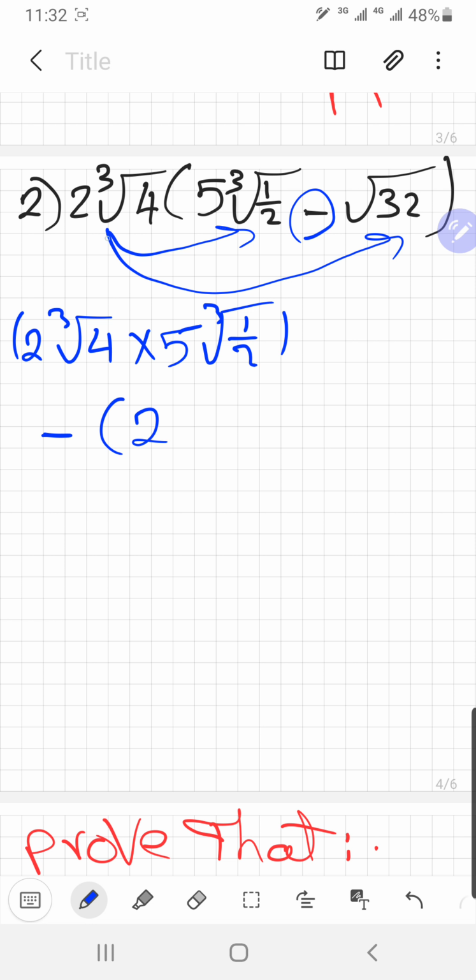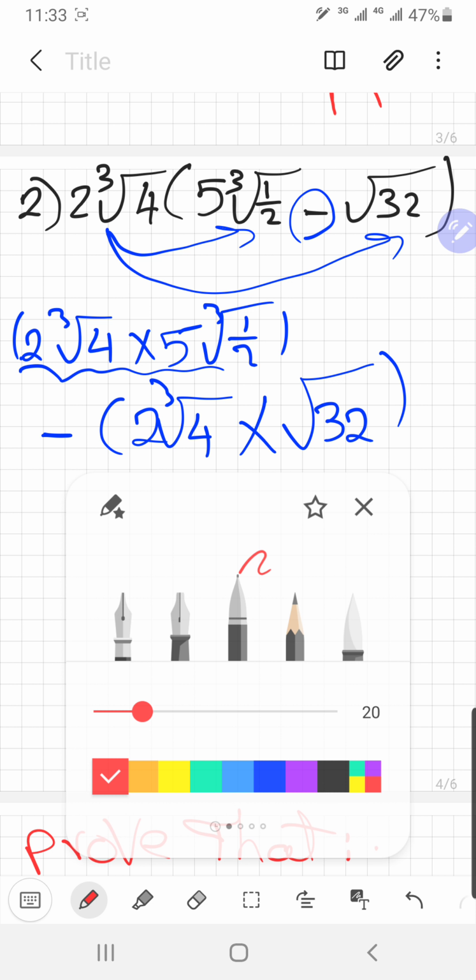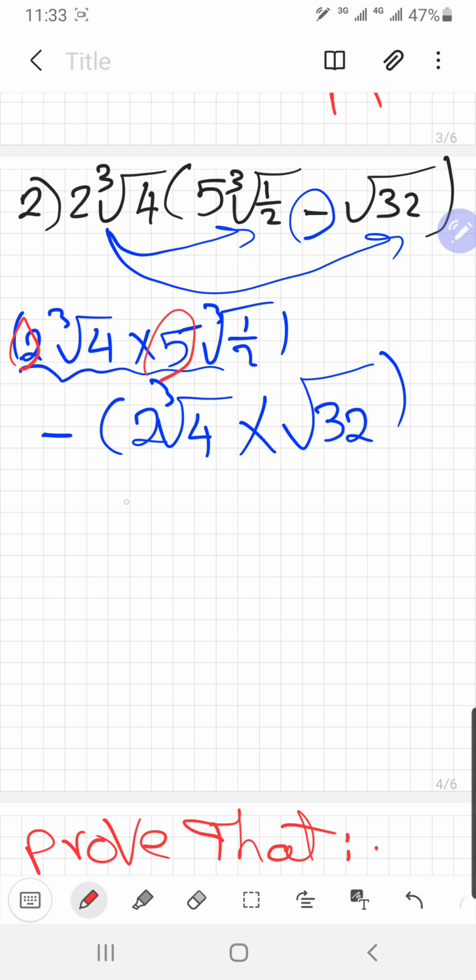Also 2 cubic root 4 times square root 32. First of all, I get this answer with a calculator. When you calculate this number with a calculator, you get a long answer with decimals, 12 point and so on. So I multiply the numbers with each other: 2 times 5, which is 10, under the cubic root.